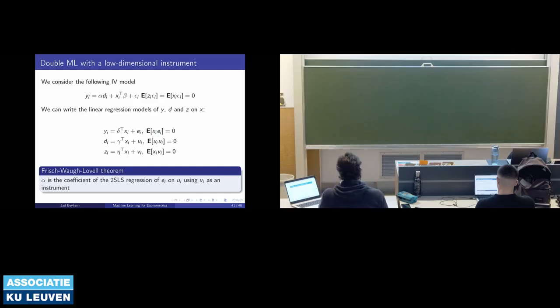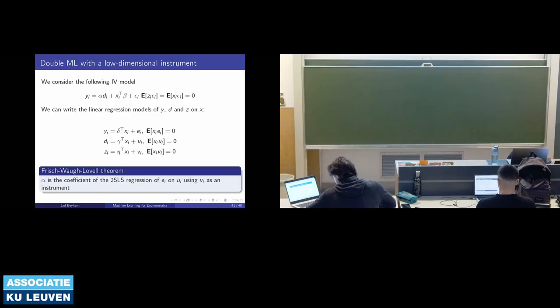And the Frisch-Waugh-Lovell theorem tells you that alpha is the coefficient of the 2SLS regression of E_i on U_i using V_i as an instrument. Here, E_i is the part of Y_i which is not linearly explained by X. U_i is the part of D_i which is not linearly explained by X. And V_i is the part of Z_i which is not linearly explained by X. So that's extremely similar as before, except that we move from OLS to 2SLS.